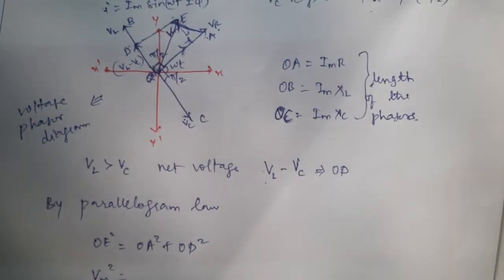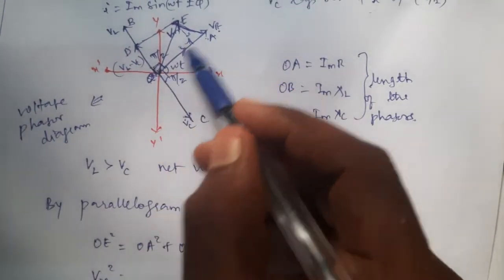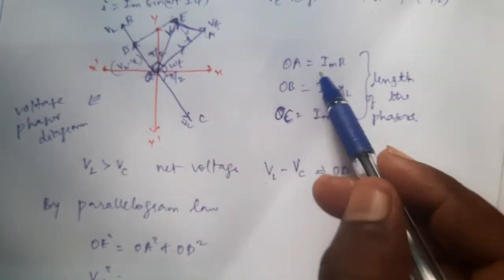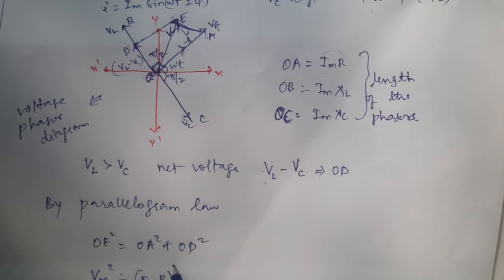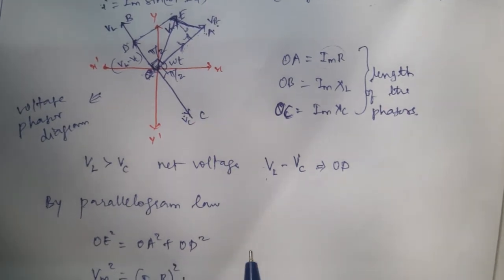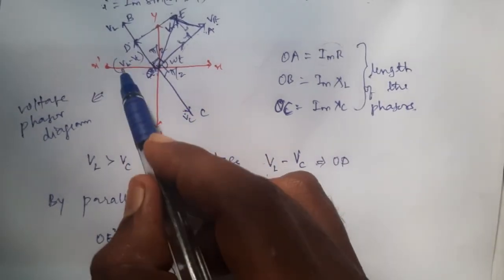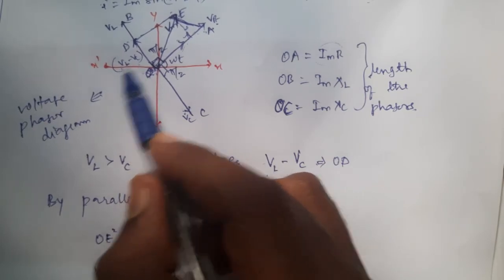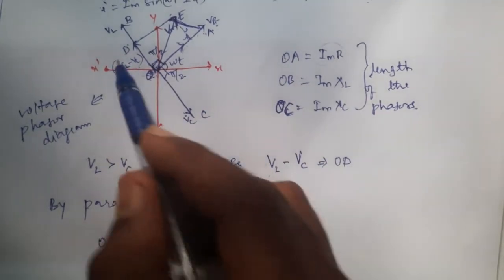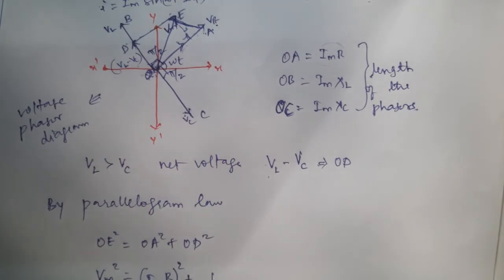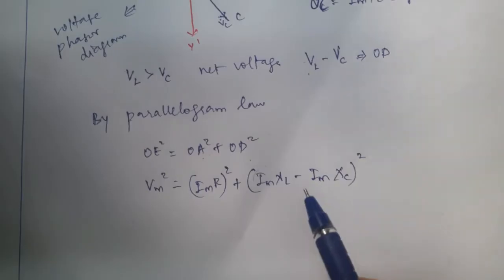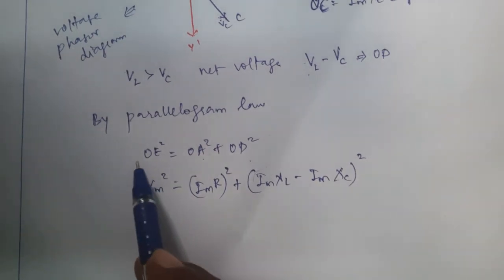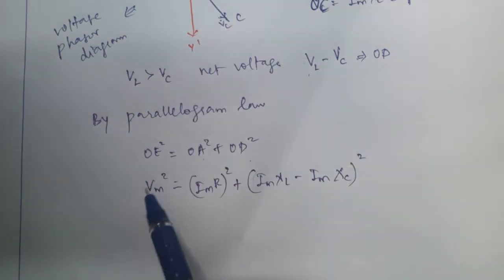VM square equal to OA square plus OD square. OA represents IMR, so IMR whole square plus OD represents VL minus VC. This VL minus VC represents I times XL minus XC. VL formula is IM XL, minus VC formula is IM XC, then whole square. This OE represents the effective voltage.